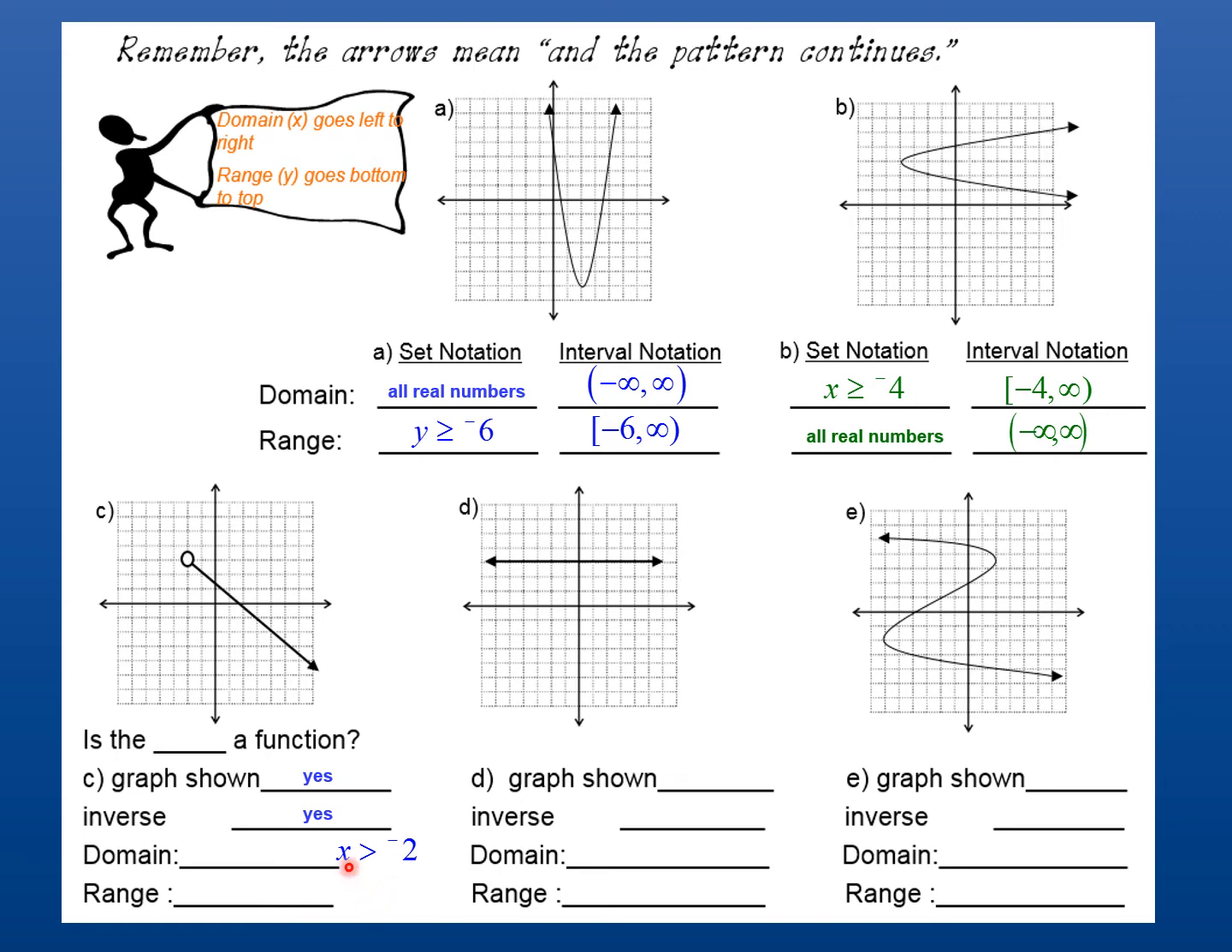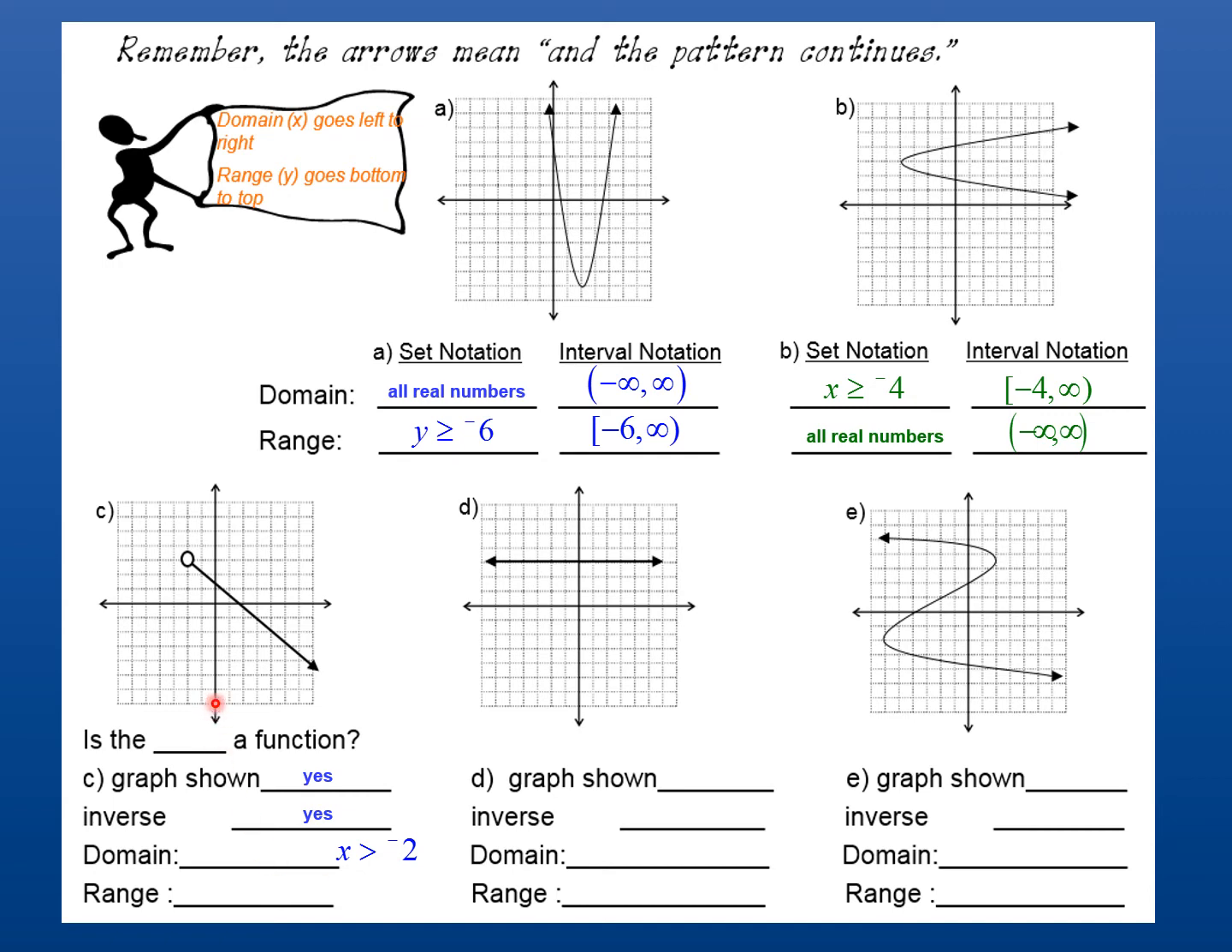What is the domain? What are the x values that make this function true? Well, we look at our x-axis when we talk about domain, and here, this is where this function starts, here at -2, and it continues to go on to the right. How do we know? Because we have an arrow. So the domain, x value is greater than -2.